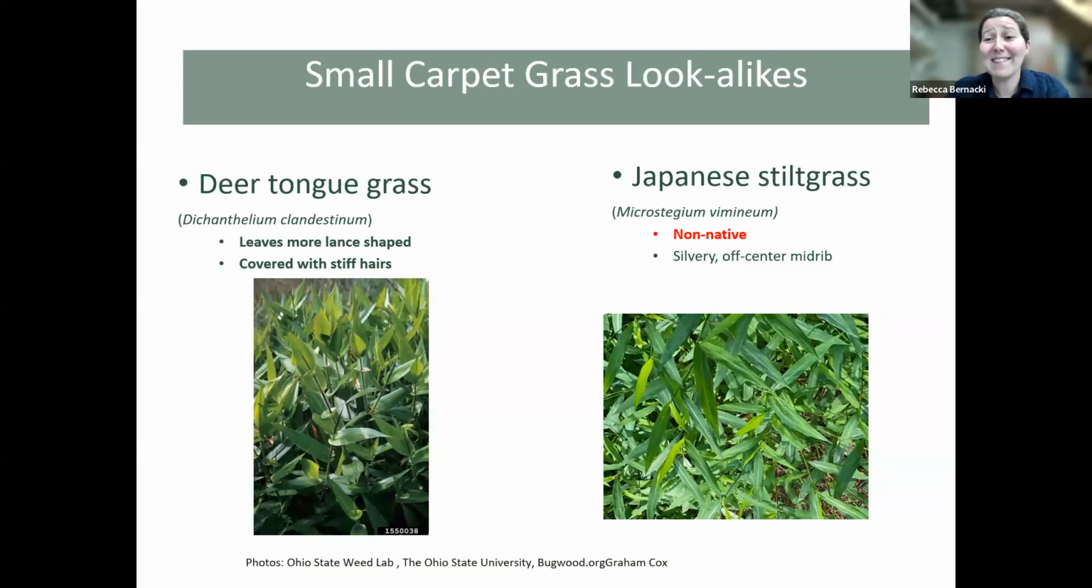And that's just because we have vastly different habitat and climate here than we have in Australia. Some common lookalikes: the most common lookalike we're going to see is our native deer tongue grasses. However, the leaves here are going to be more lance-shaped, and the entire leaf is going to be covered in stiff hairs as opposed to just some fine hairs along the leaf edges. Japanese stiltgrass, which is another non-native, in fact, we just talked about it about 5 minutes ago, is another lookalike. However, Japanese stiltgrass does have that silvery off-center midrib that this species does not.